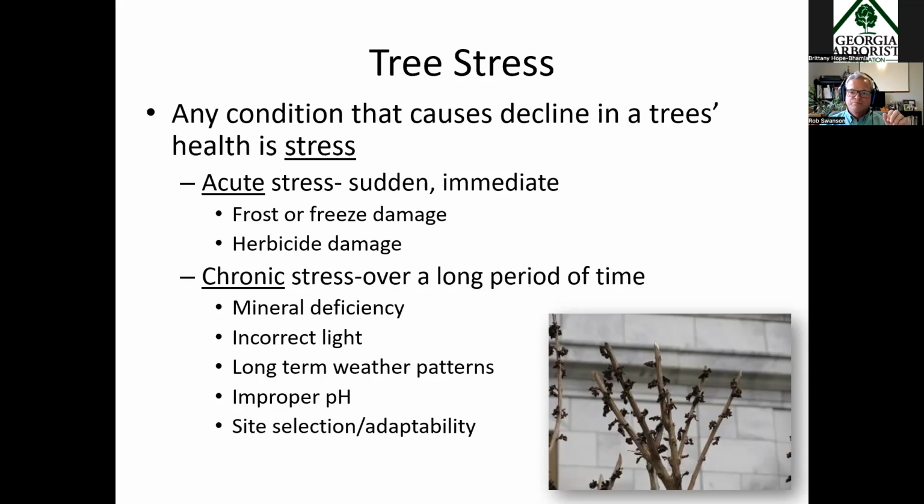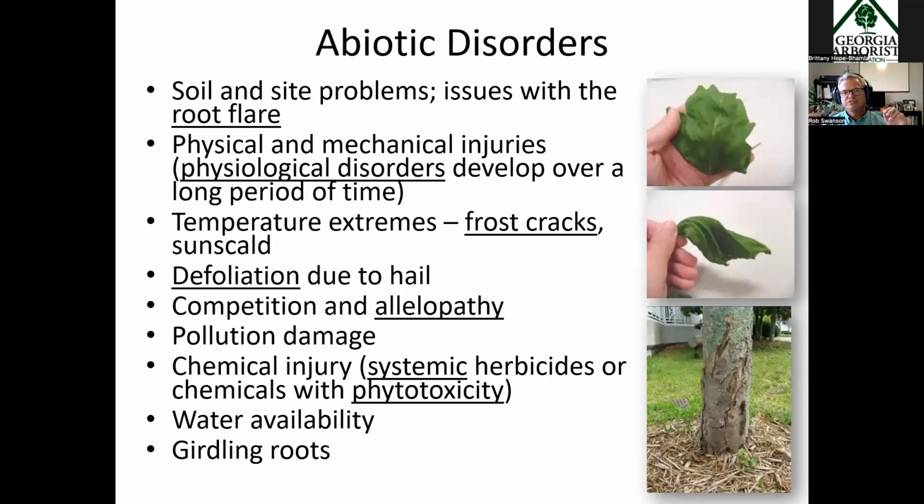You could also have improper soil pH. So as we showed earlier, if it's too acidic or too basic, you can tie up some of those compounds. Street trees, again, this happens all the time, where the pH will change a little bit over time and make things less available. And then the site selection and adaptability, you just didn't have the right plant that would adapt to that environment. So it's a constant stressor.